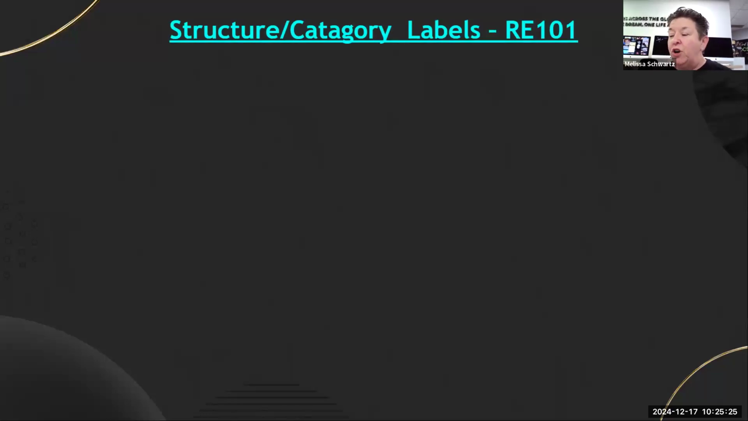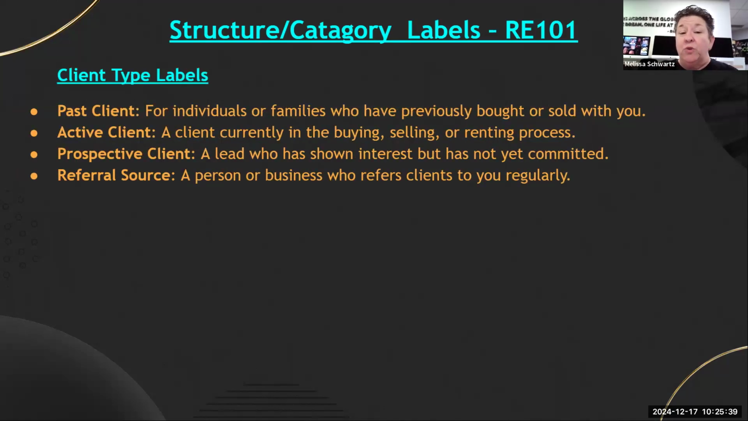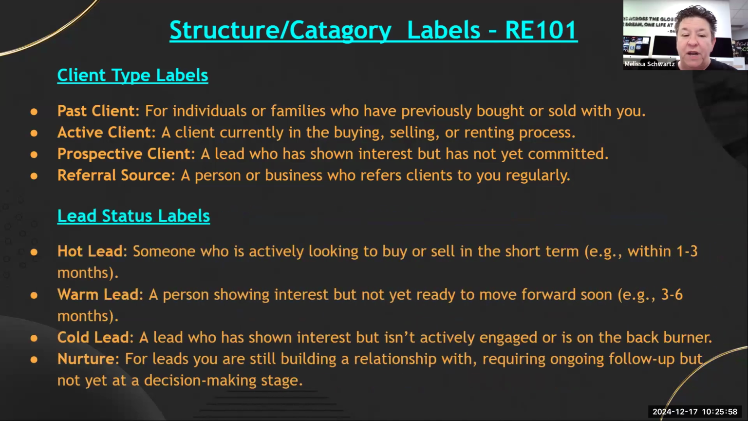Now, I'm going to switch over to some categories. That's why I said RE 101, right? How do we really do this and how do you structure this? In terms of real estate, most of you are going to be looking at client type labels: past client, active client, prospective client, and a referral source of how those clients are getting to you. How did they come to you, right? Those to me are the key labels that you're going to want to use with your database.